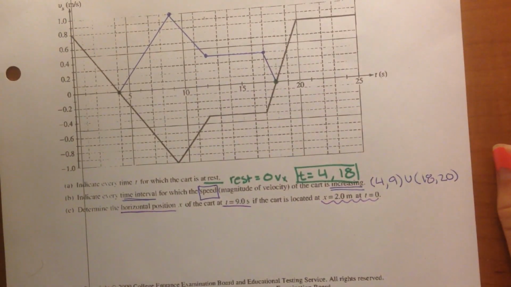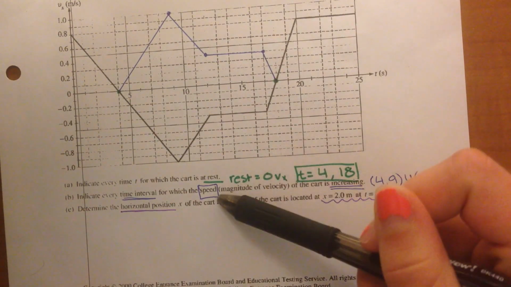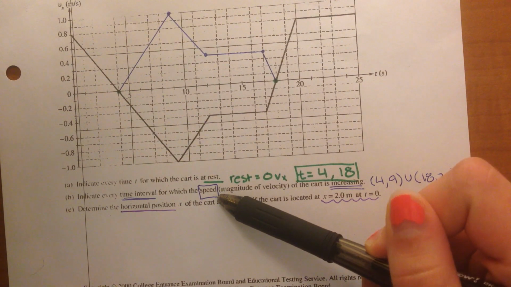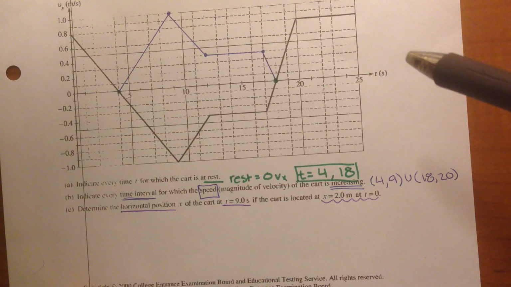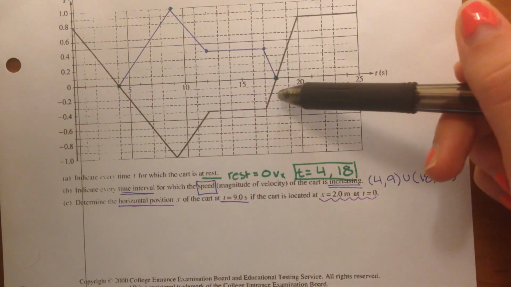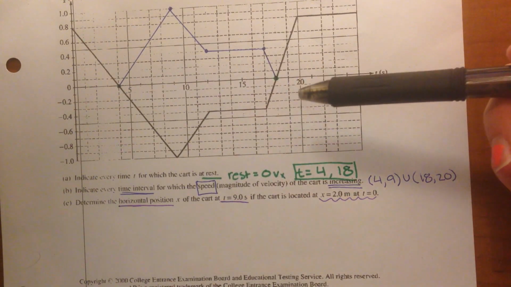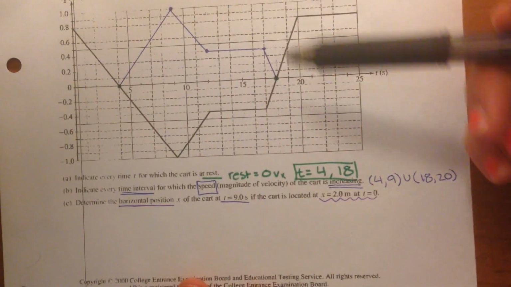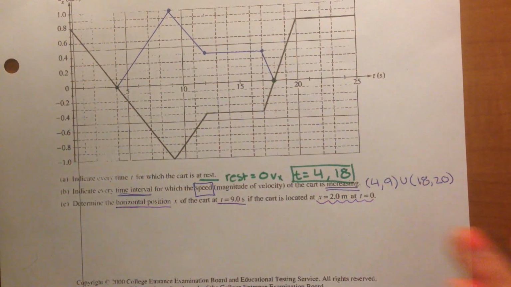Part B says indicate every time interval for which the speed, magnitude of velocity, of the car is increasing. So this one's a little tricky, and the main thing we need to understand is that speed is different than velocity. Velocity is a vector, so velocity has an amount and direction. So, for example, this can go negative, so our velocity goes into the negative area, but speed can't go negative. So we basically just took the absolute value of velocity, so put everything above the x-axis up here, and that is our speed graph in blue.